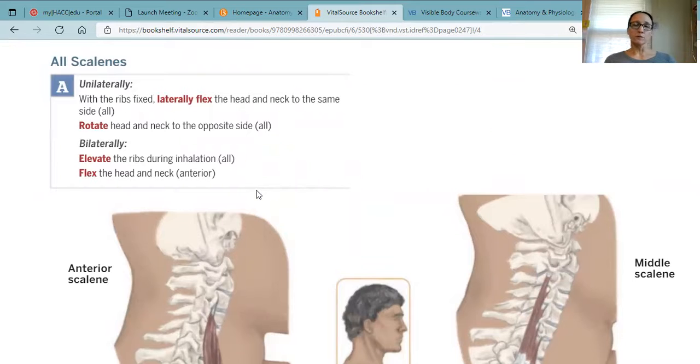All right, we have unilateral and bilateral actions, kind of like everything else in the neck. Unilaterally, it rotates the head and neck to the opposite side. So scalenes are contralateral rotators, just like trapezius and SCM. They rotate to the opposite side. Now, when the ribs are fixed, they laterally flex the head and neck. They're small, but they can do it. Okay, laterally flex the head and neck.